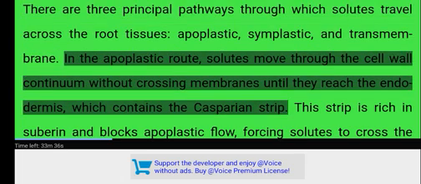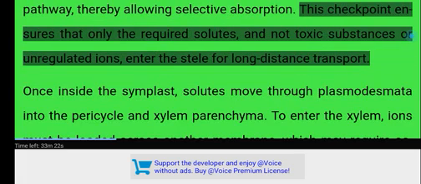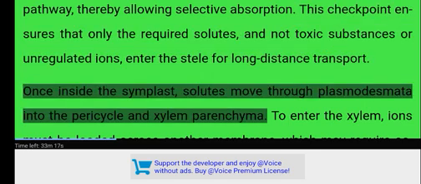In the apoplastic route, solutes move through the cell wall continuum without crossing membranes until they reach the endodermis, which contains a Casparian strip. This strip is rich in suberin and blocks apoplastic flow, forcing solutes to cross the plasma membrane of endodermal cells and enter the symplastic pathway, thereby allowing selective absorption. This checkpoint ensures that only required solutes, and not toxic or unregulated ions, enter the stele for long-distance transport. Once inside the symplast, solutes move through plasmodesmata into the pericycle and xylem parenchyma.